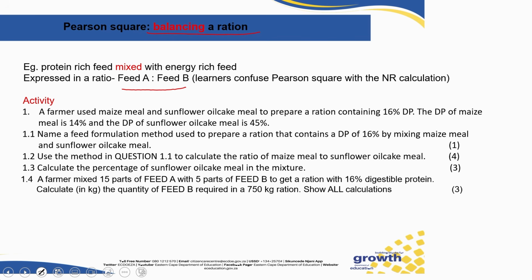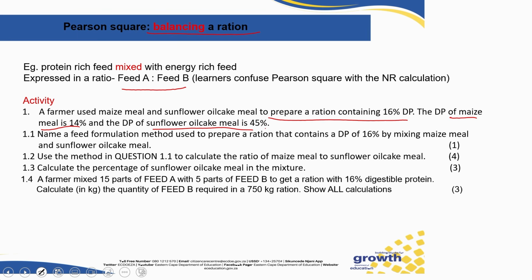Here we go. We have this activity. A farmer used maize meal and sunflower oil cake meal to prepare a ration containing 16% DP. The DP of maize meal is 14%, and the DP of sunflower oil cake meal is 45%. So here, learners don't confuse this one. They get it first time.